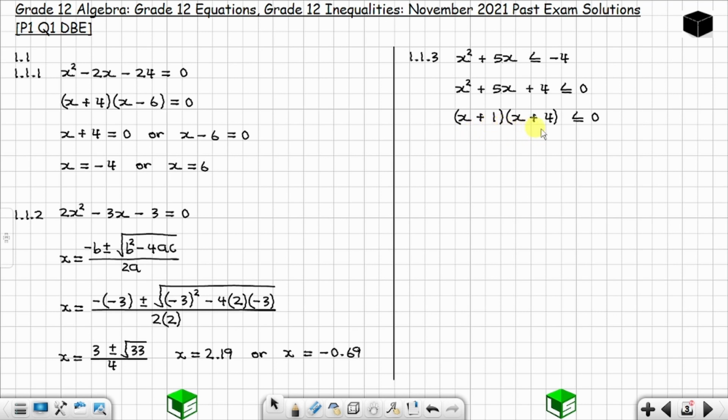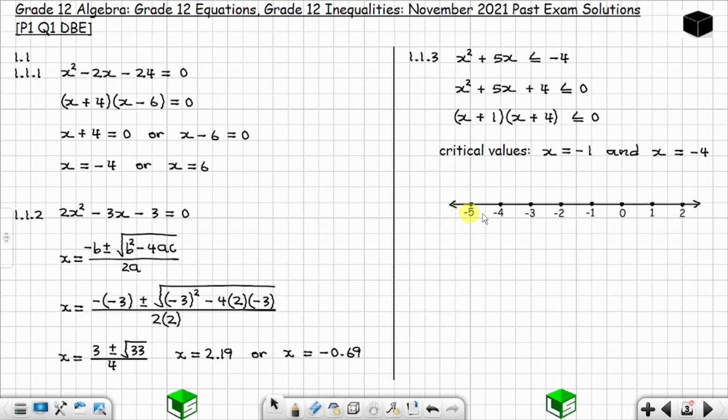Okay, so now from here, this is a quadratic inequality. So after factorization, you need to get your critical values, right? So the critical values, from here you can see that you have x is equal to negative 1. When you equate this to 0, you are going to find that x is equal to negative 1, and you have x is equal to negative 4 when you equate this to 0, right? So your critical values are x is equal to negative 1 and x is equal to negative 4. Okay, now from here you need to get your number line. Okay, so this is the number line.